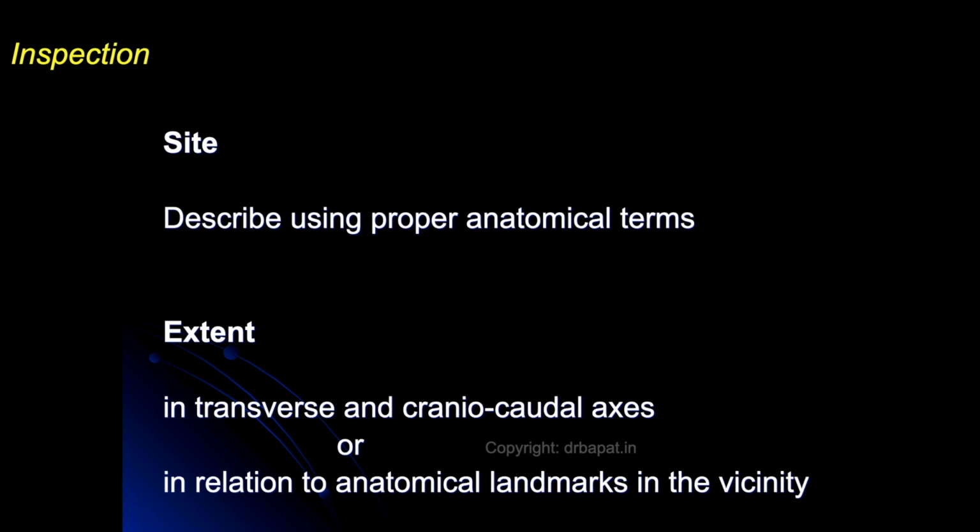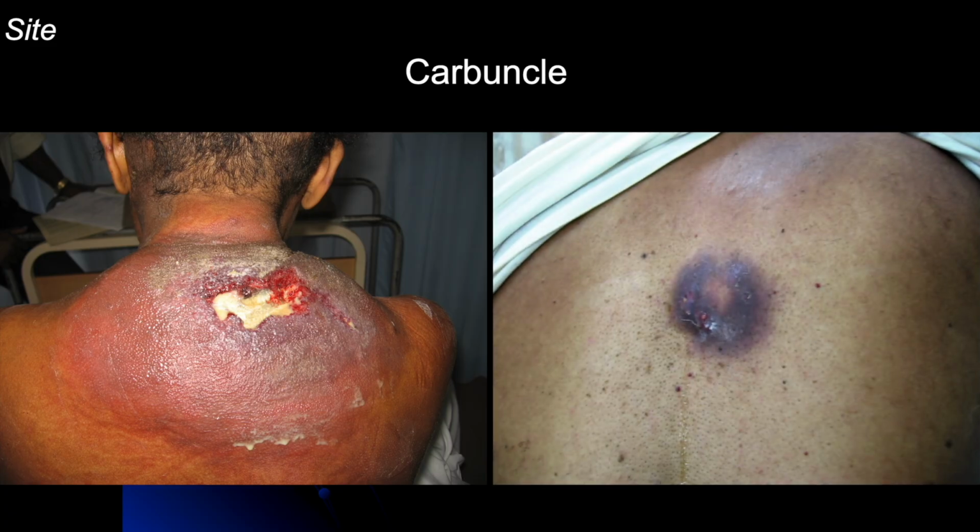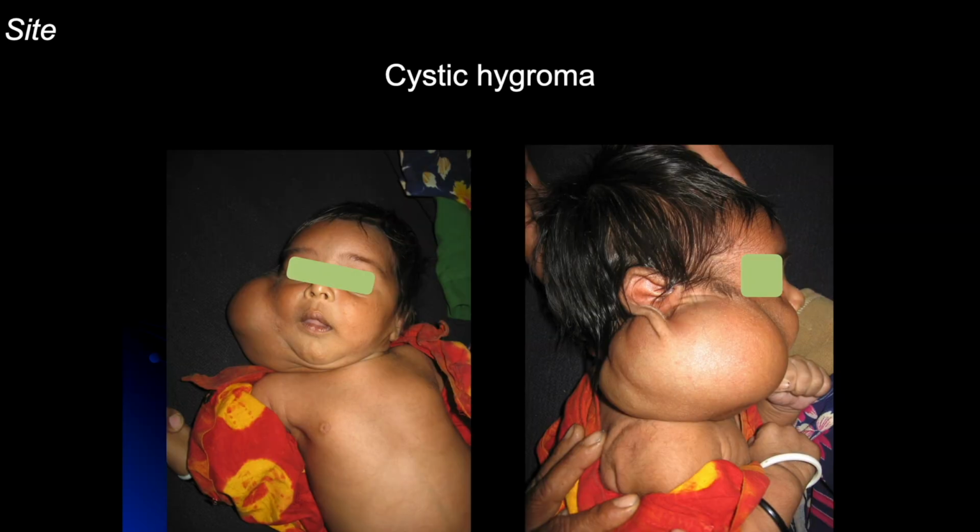Describe the location of a swelling using proper anatomical terms. Note the extent in transverse and craniocaudal axis or in relation to anatomical landmarks in the vicinity. The site may help to fix the pathological diagnosis in some swellings which preferentially develop at specific sites. For example, carbuncles frequently develop on the nape of the neck, shoulder, and back. Cystic hygroma develops most commonly in the neck and axilla.